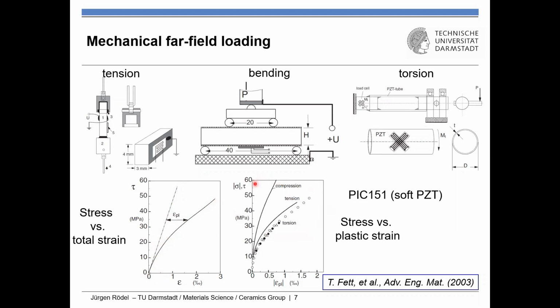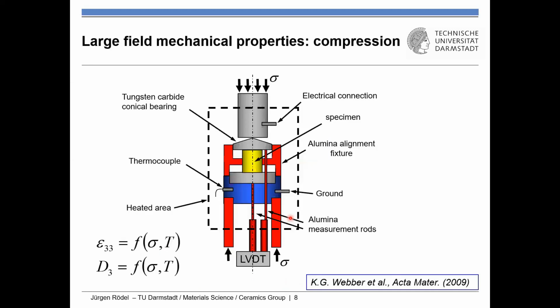If you do compression, it's already different than tension, because in compression you switch different variants than in tension, and there's a factor of 2 in between. And then this is torsion. Why do I tell you this? I come to that still.